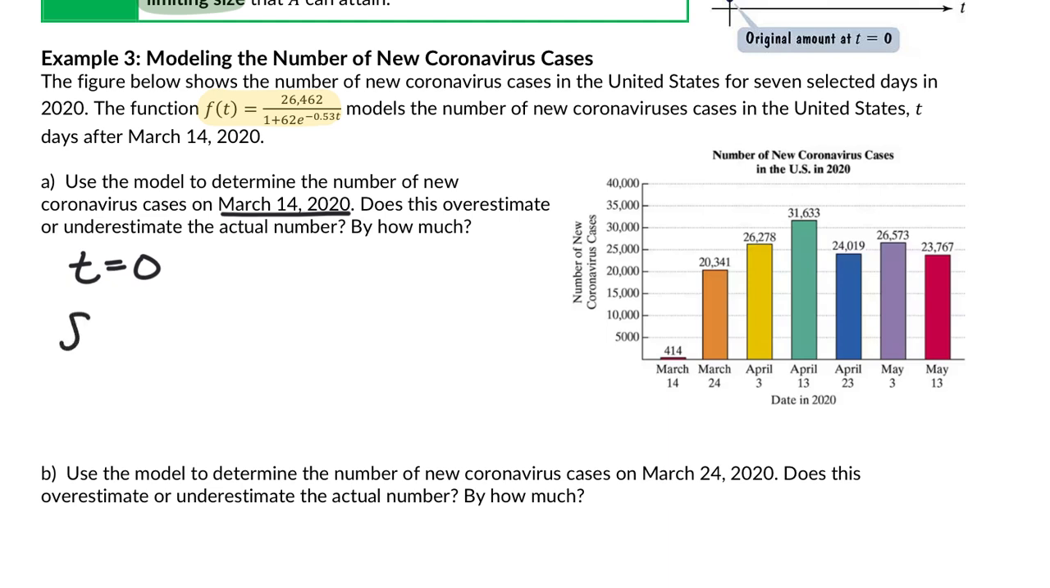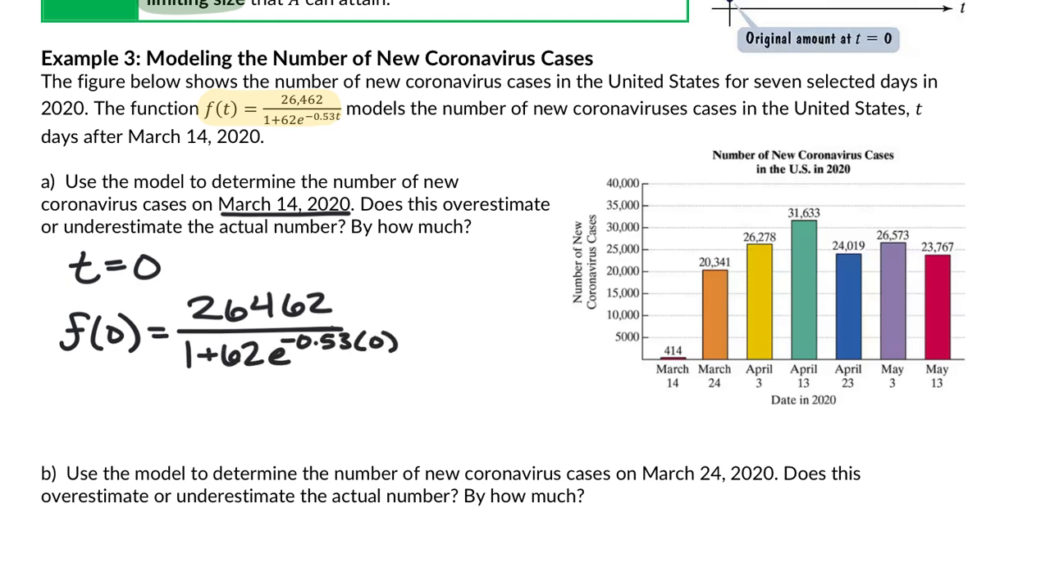So I'm just asking you to do f of 0. Notice that the only variable in this entire crazy scenario is the t value. So all I have to do is plug into a calculator all of this mess raised to the 0 power, and we're going to get the number of people who were infected on the first day that we are studying, the study on March 14th, the number of coronavirus cases.